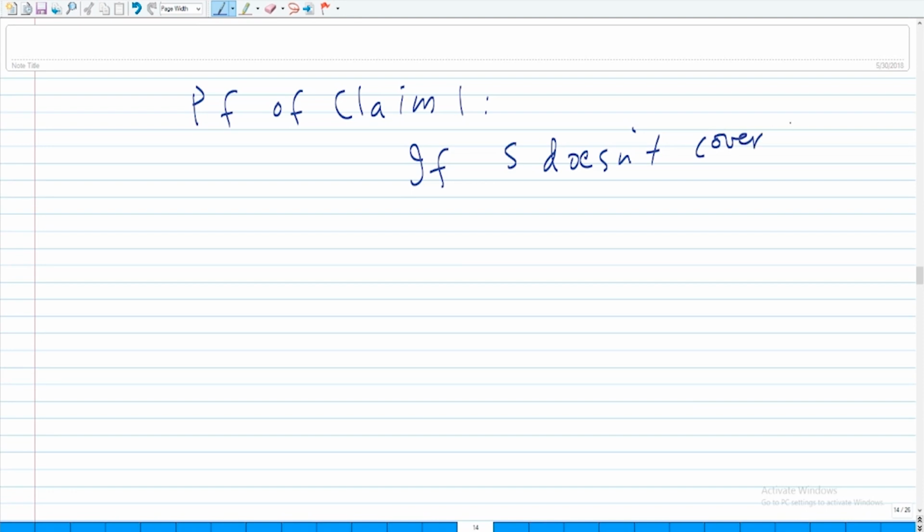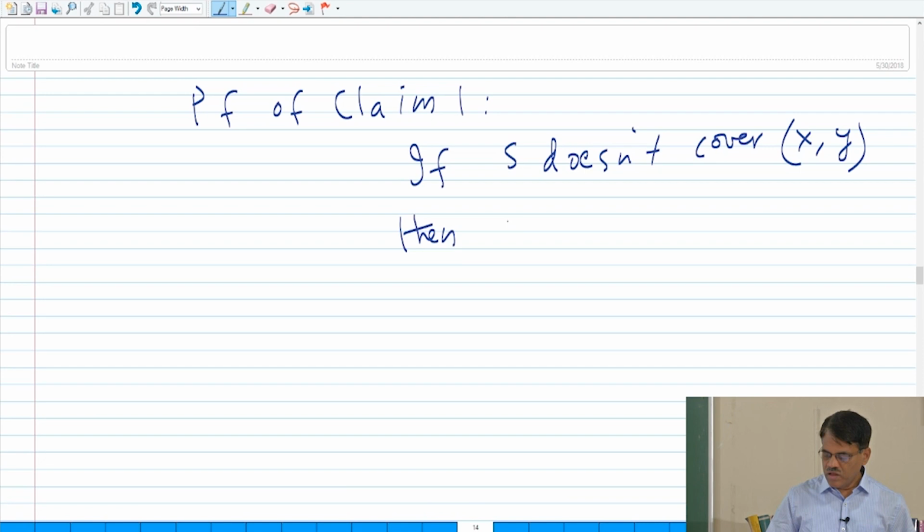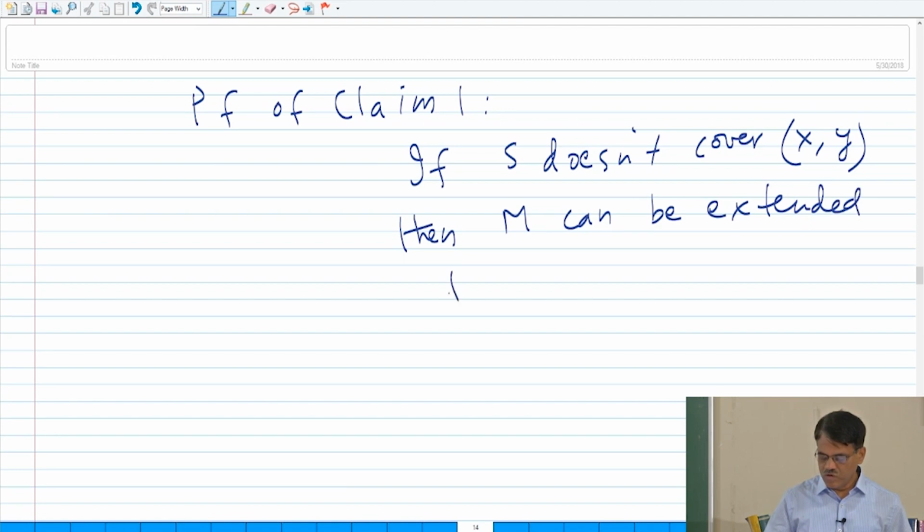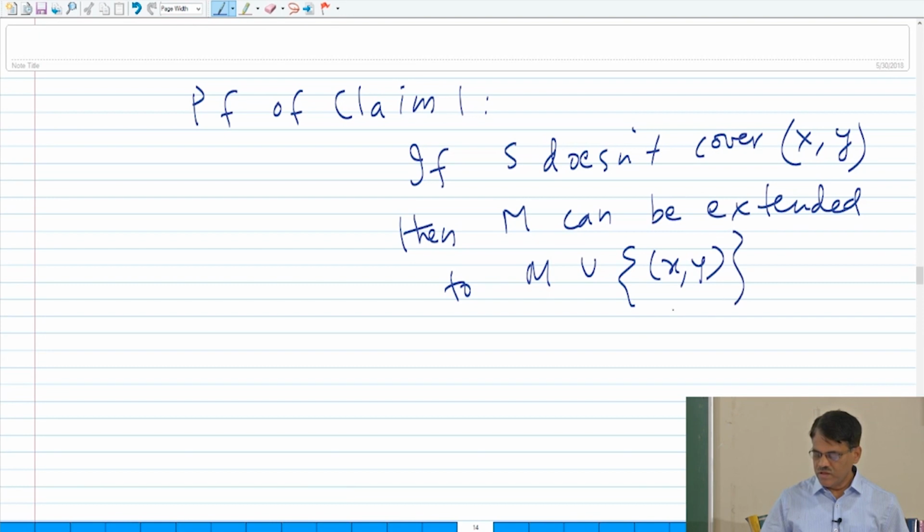So, proof of claim 1: if S does not cover some edge xy, then M can be extended to M union xy, contradicting that M is maximal.